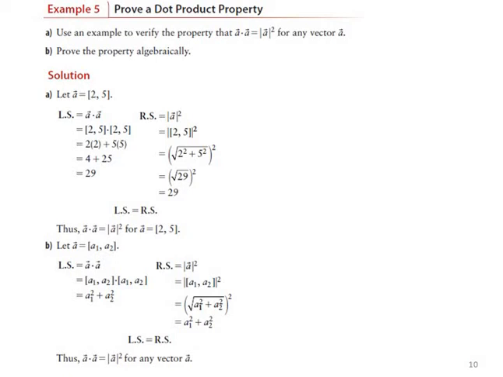Part B, it says prove the property algebraically. We have (a1, a2). Again, we can do the same thing. a1 times a1 plus a2 times a2. That will be a1 squared plus a2 squared. On the other hand, right hand side, we have magnitude of a squared, which is going to be square root of a1 squared plus a2 squared, to the power of 2. The power of 2 and square root cancel out, and then we have a1 squared plus a2 squared. So the right hand side and left hand side are equal as well. So that's proven algebraically as well.